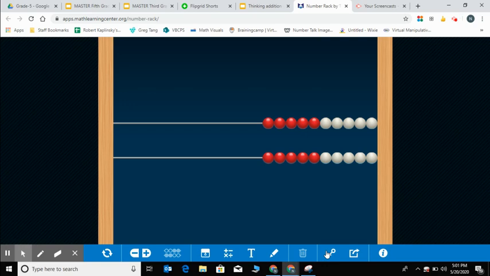I wanted to talk to you about how you can use benchmarks of 5 and 10, like on this Rekenrek here, to help you with your times 2 facts so that you do not have to count by 2s so much. This is especially helpful with doubles facts that are over 6 plus 6.